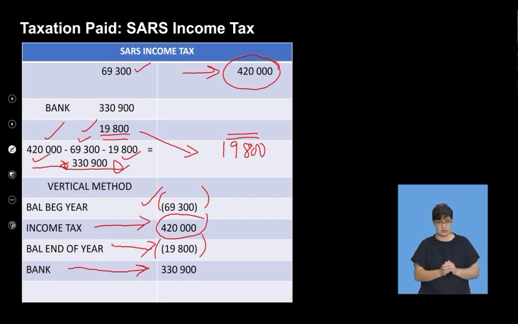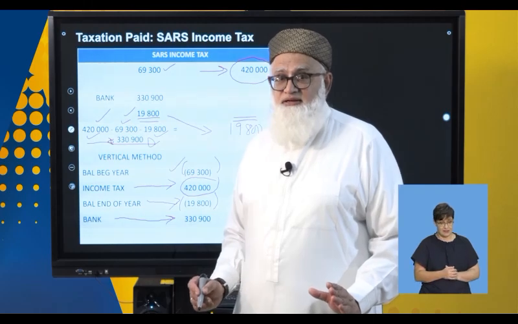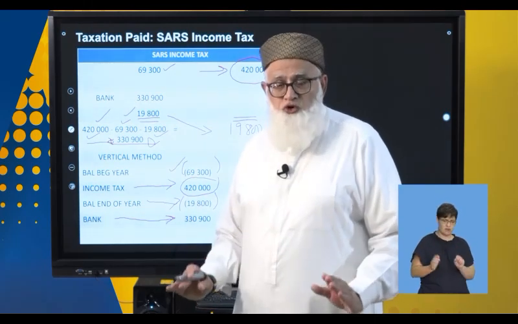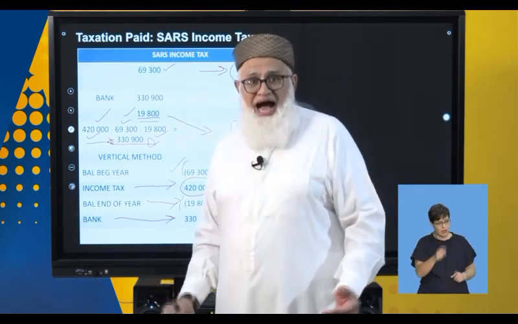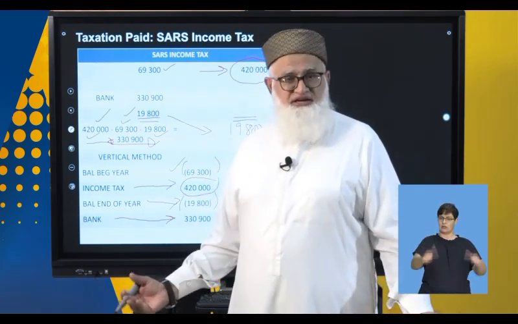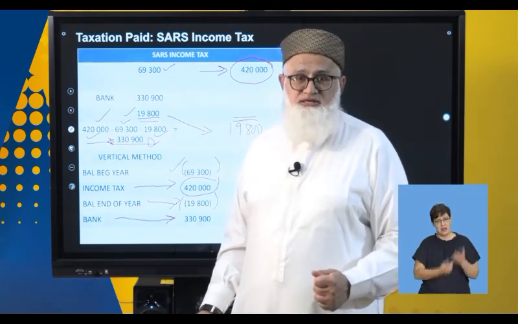Now please, when you're doing the vertical method, make sure that your brackets are placed correctly. Otherwise, you're going to mess up the calculation. And you don't want to do that, right? You want to get full marks for all your calculations. In fact, you should be aiming for 100% in accounting. Definitely, you can do it. You've got to believe in yourself, and definitely you can achieve it.